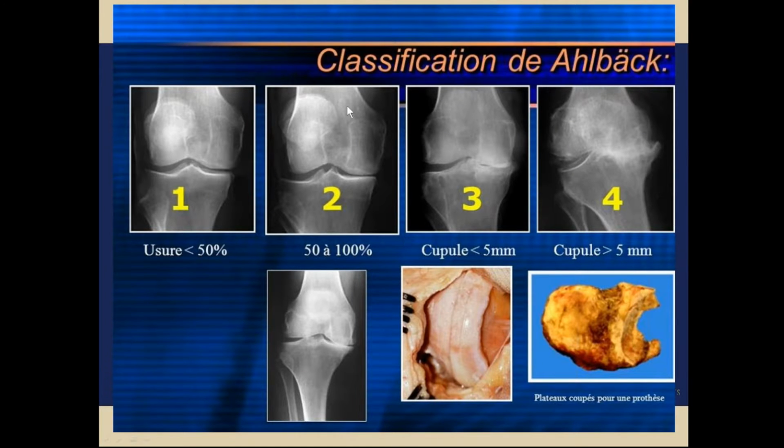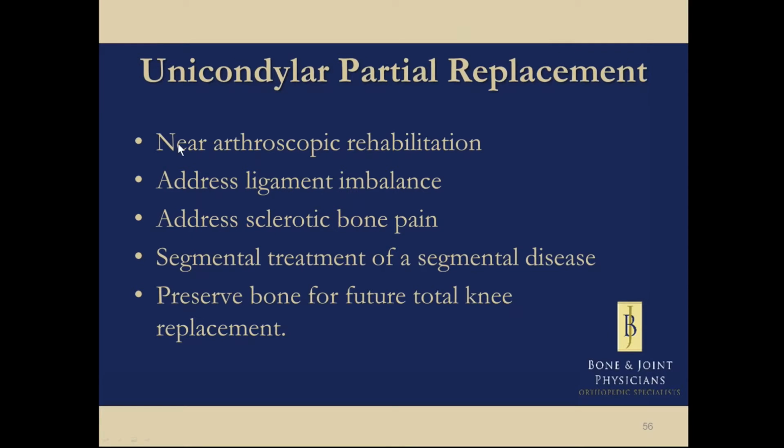This area here, you could do the partial and restore the alignment. It's sort of like if you saw your car was out of alignment and wheels needed balance, you might get it balanced before you lose the tires. Here you've kind of worn everything out. So what we do is just address the one segment of the knee. It's not quite as easy a rehabilitation as arthroscopy, but it does restore balance to your knee.